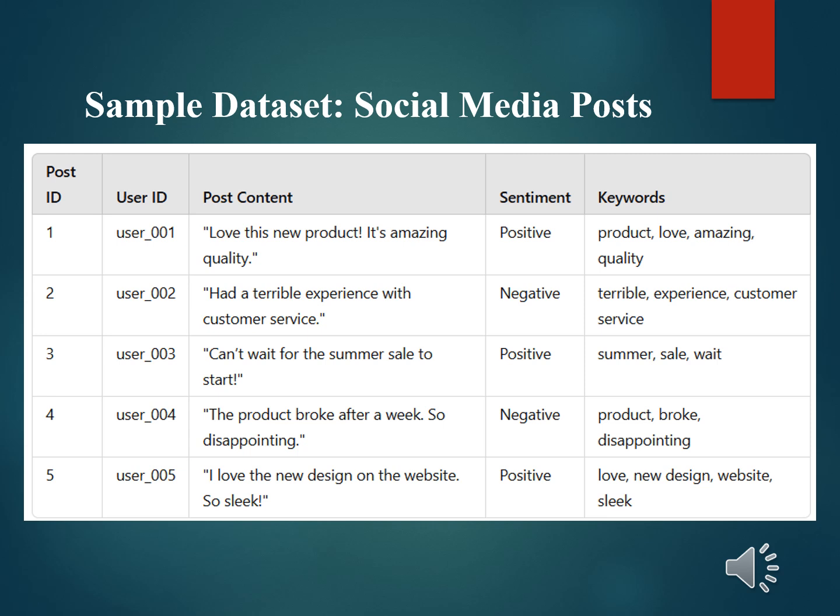Next is sentiment, the emotional tone detected in the post, which is whether it is positive, negative, or neutral. And also the last one is keywords, which are the most relevant words extracted from the post. So the observations here are: posts with positive sentiment contain words like love, amazing, and quality. And the posts with negative sentiment include words like terrible, broke, and disappointing. These keywords help in summarizing the post theme without reading the full content.